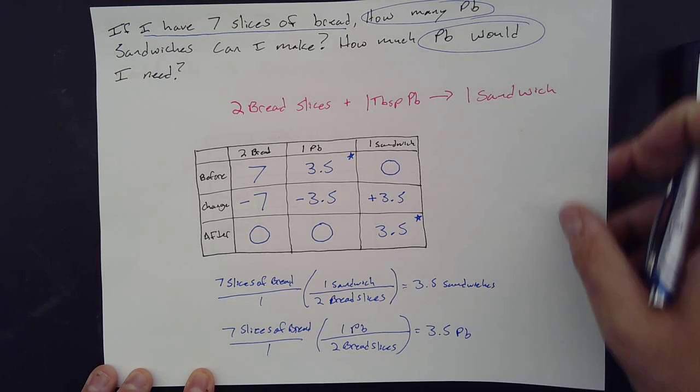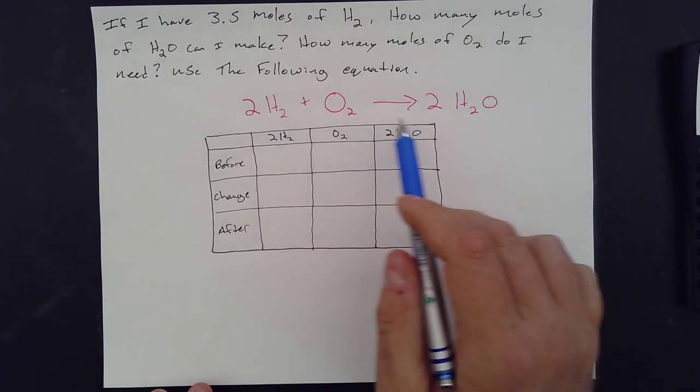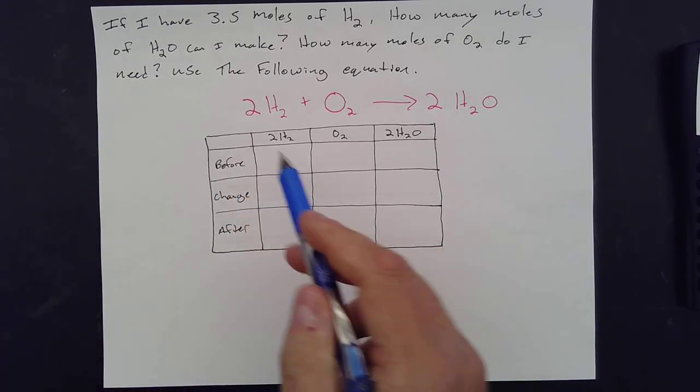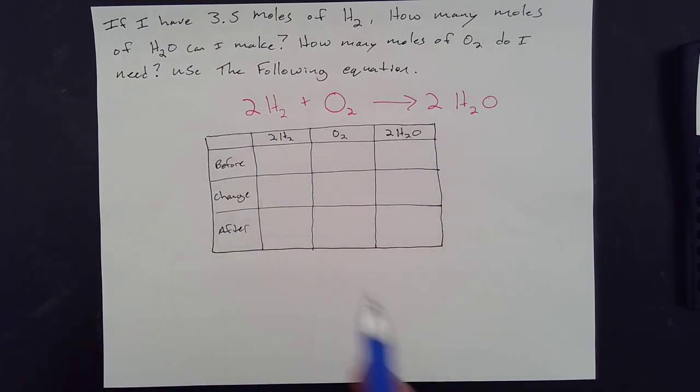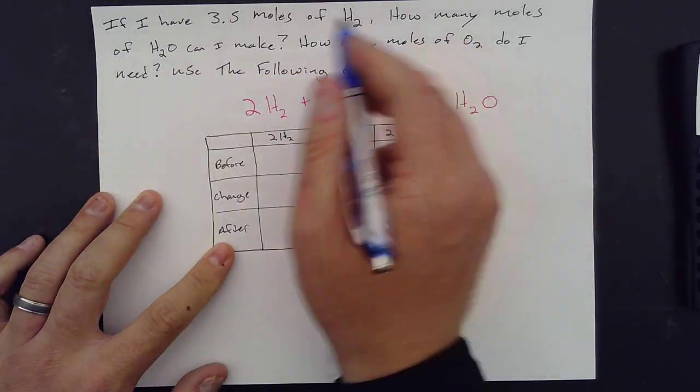So let's remove the idea of recipes for a second, and let's look at a different type. Let's look at this with a chemical equation. So I want to start thinking about this because this is what you're going to see. We're not going to be using sandwiches and peanut butter scoops to figure this out. So let's start reading our question. We have our equation and our BCA table set up for us, which is good. So I'm going to start underlining and circling things.